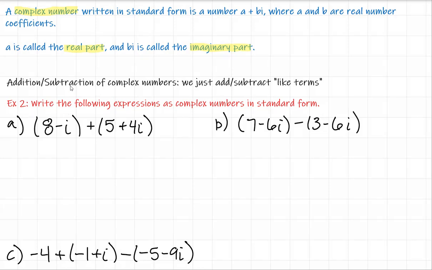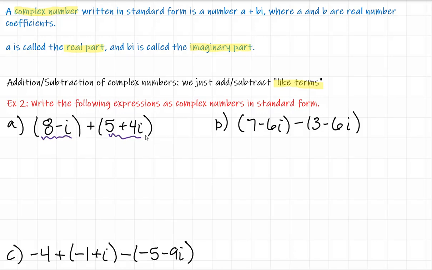When we add and subtract complex numbers, we're pretty much just adding and subtracting like terms. Let's see what we mean by that with this first example. We have 8 minus i plus 5 plus 4i. This is a complex number, and this is a complex number. Notice that we have a plus bi: our a is 8 and our b is -1 for the first complex number, and for the second, our a is 5 and our b is 4.